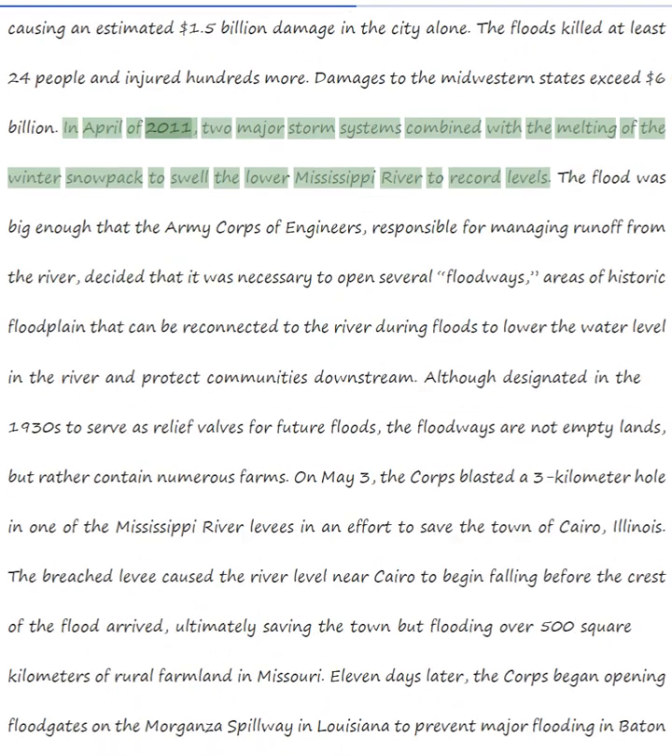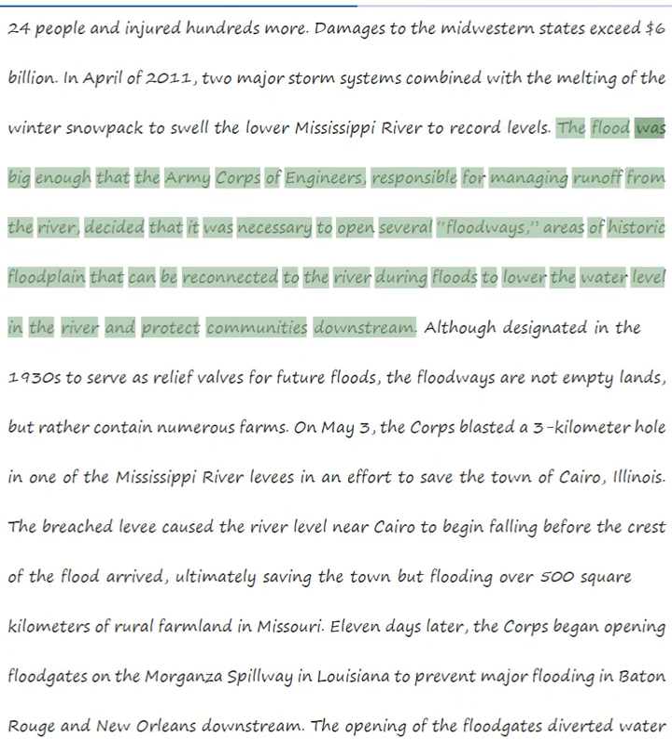In April of 2011, 2 major storm systems combined with the melting of the winter snowpack to swell the lower Mississippi River to record levels. The flood was big enough that the Army Corps of Engineers, responsible for managing runoff from the river, decided that it was necessary to open several floodways, areas of historic floodplain that can be reconnected to the river during floods to lower the water level in the river and protect communities downstream.